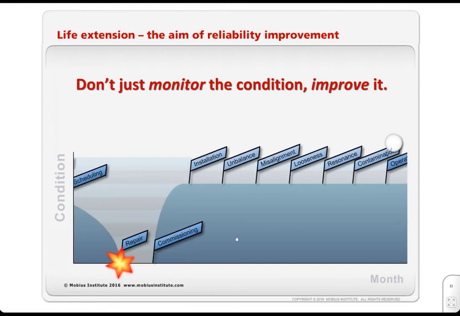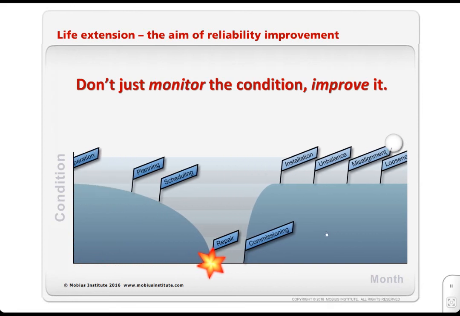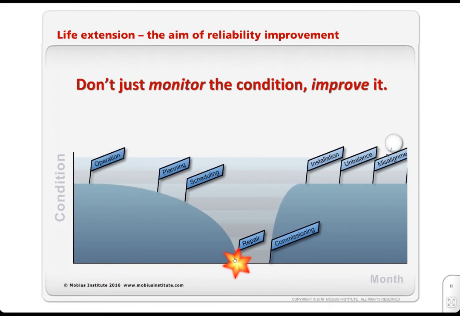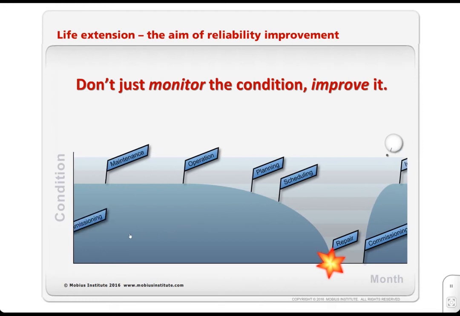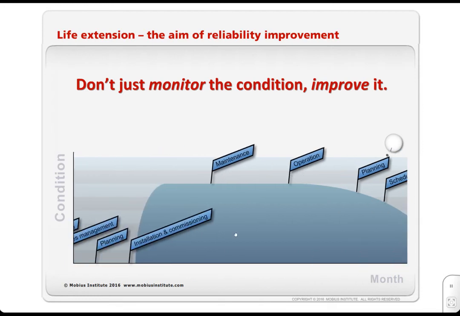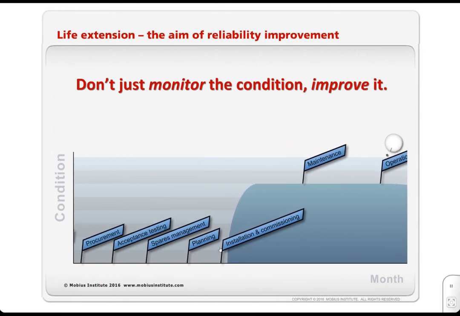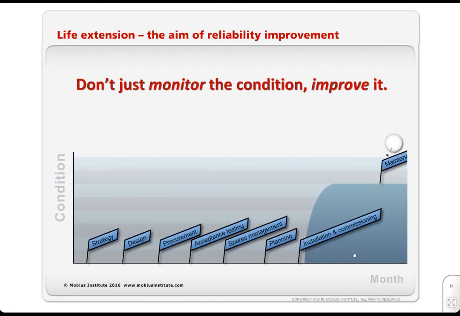And if we go earlier in time, the last time the machine failed, was the repair work done with precision? Was it properly planned and scheduled? Did we go through the proper commissioning process to start that machine back up again? How were we operating the equipment? And as always, what was the maintenance like before then? But if we go back further in time, all the way back to the start.